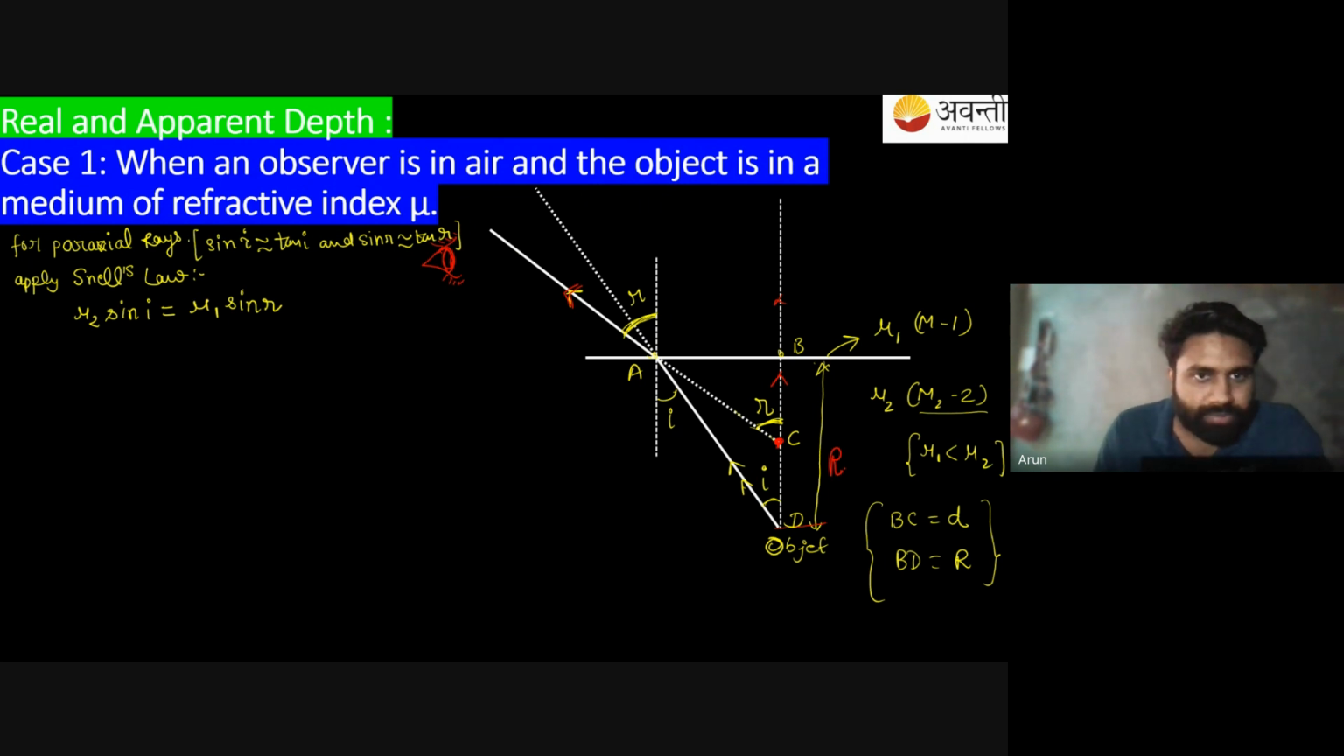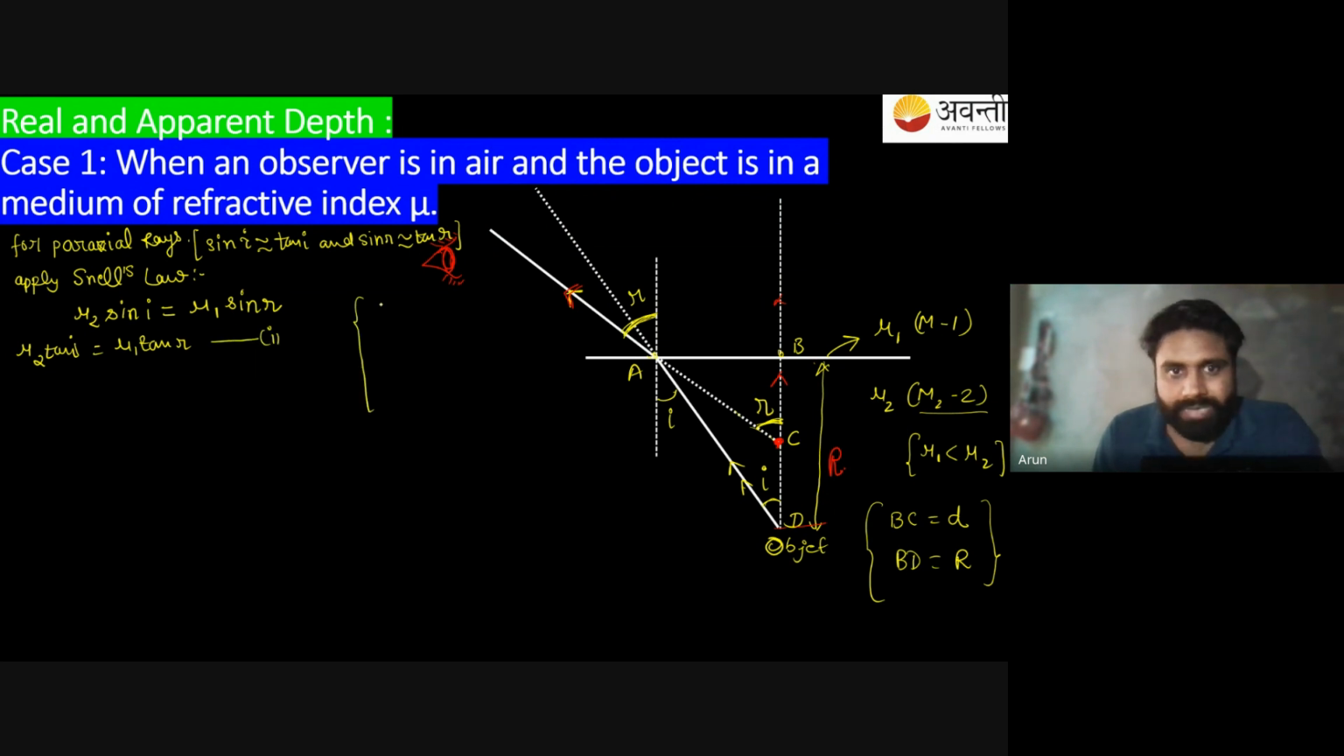We have also encountered that sin I is approximated to tan I. So if I write this equation as mu2 tan I equals mu1 tan R, okay, there is no problem in it.